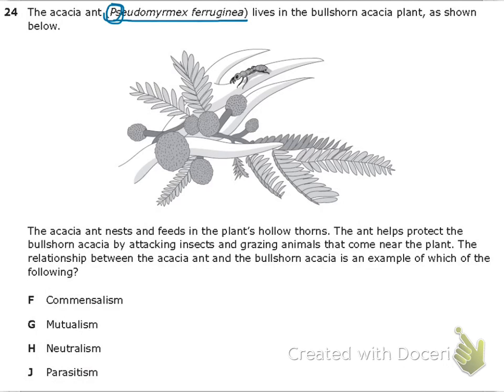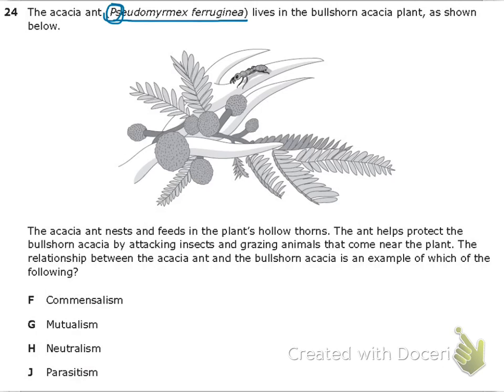So number 24, without the scientific name, states the acacia ant lives in the bull's horn acacia plant as shown below. The acacia ant nests and feeds in the plant's hollow thorns. The ant helps protect the bull's horn acacia by attacking insects and grazing animals that come near the plant. The relationship between the acacia ant and the bull's horn acacia is an example of which of the following? And our answer choices are going to have the different types of relationships that it might be.